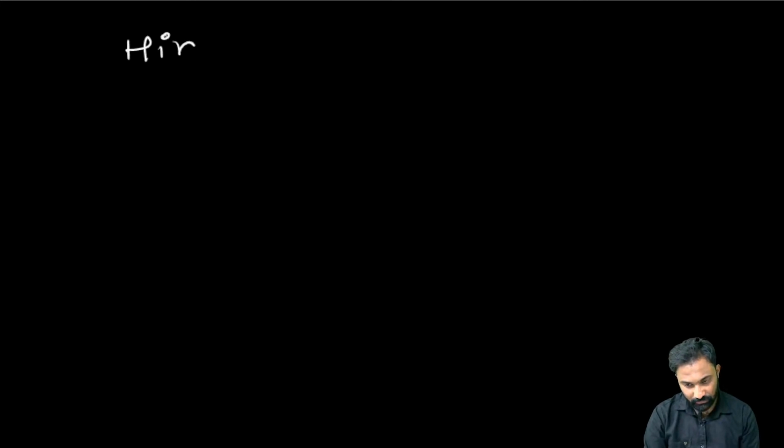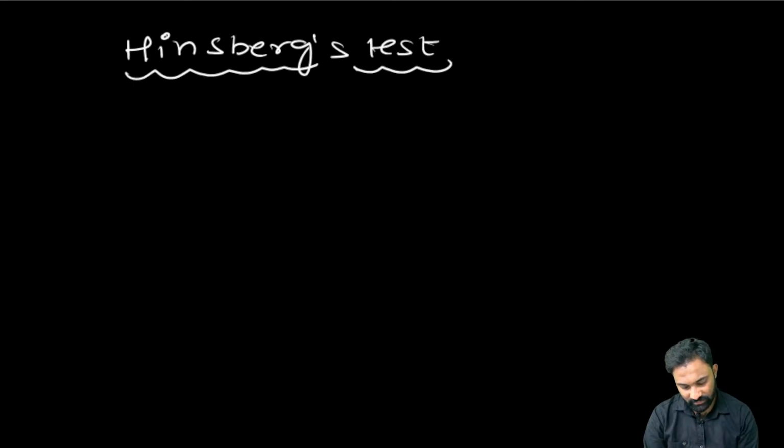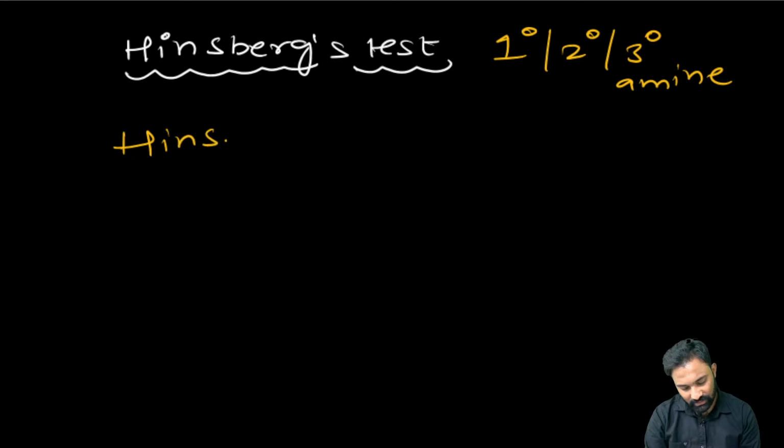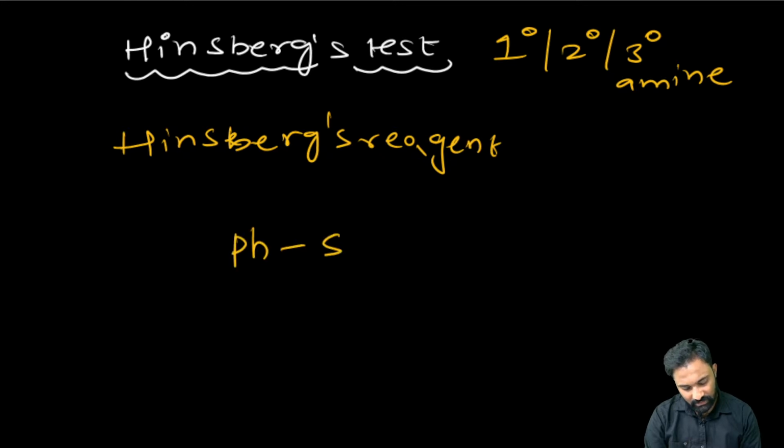Next one we are having the Hinsberg test. This Hinsberg test is used to test for the 1 degree, 2 degree and 3 degree amine. Now, what is the Hinsberg reagent? Hinsberg reagent is nothing but benzene sulfonyl chloride.